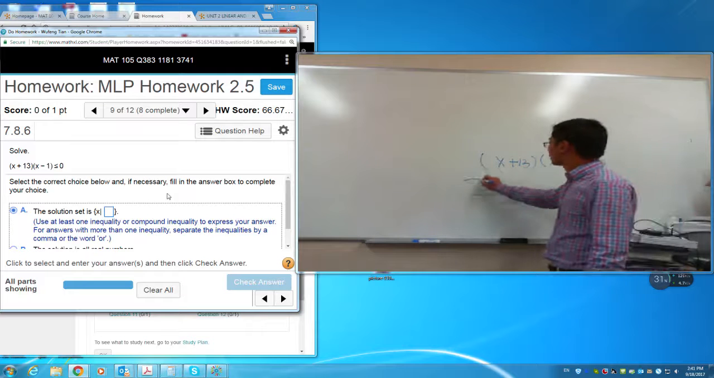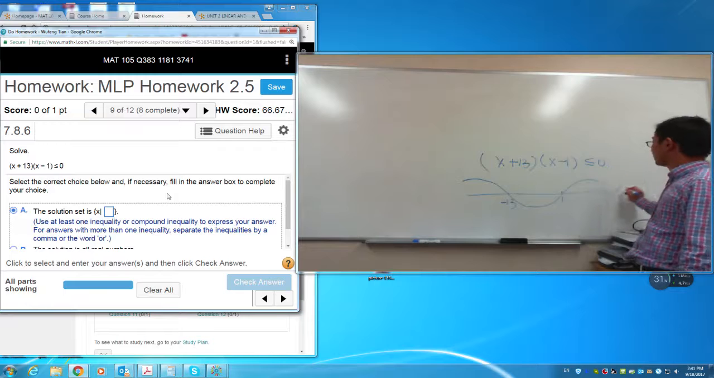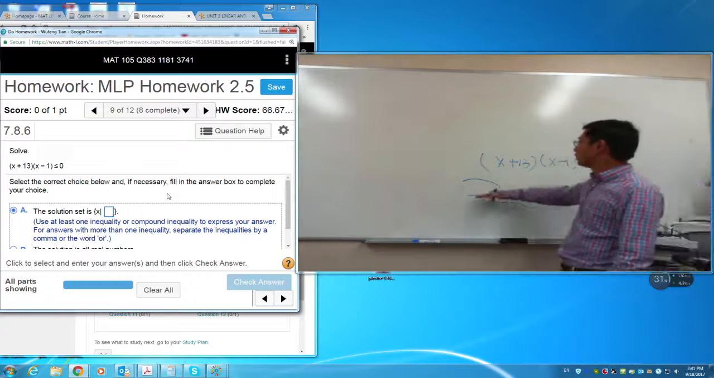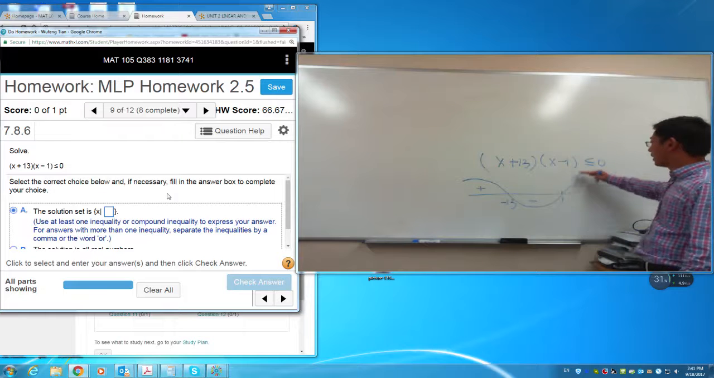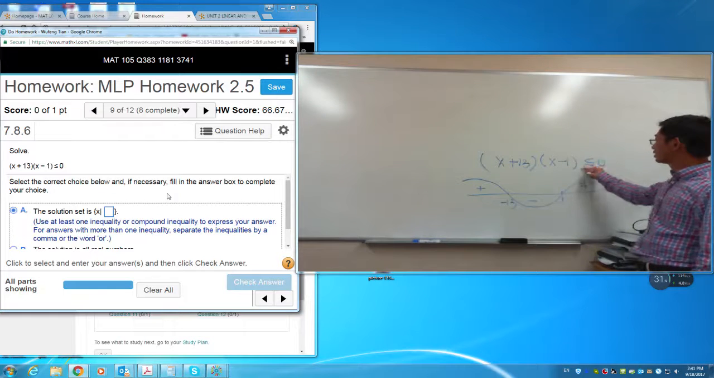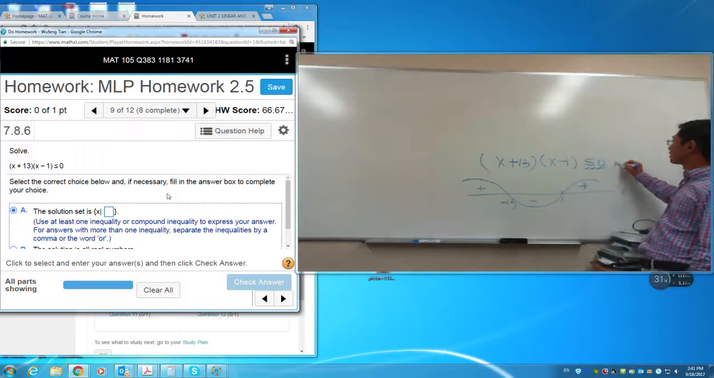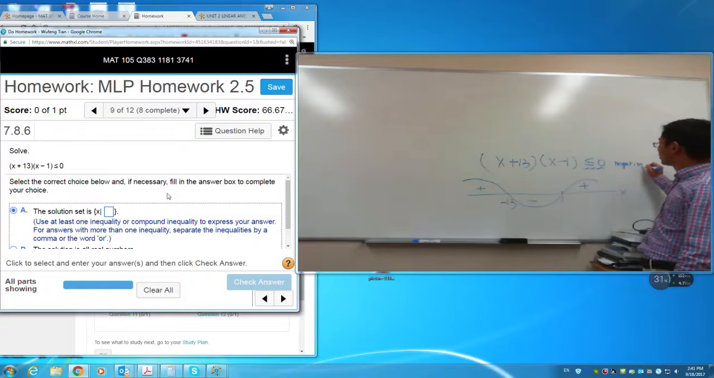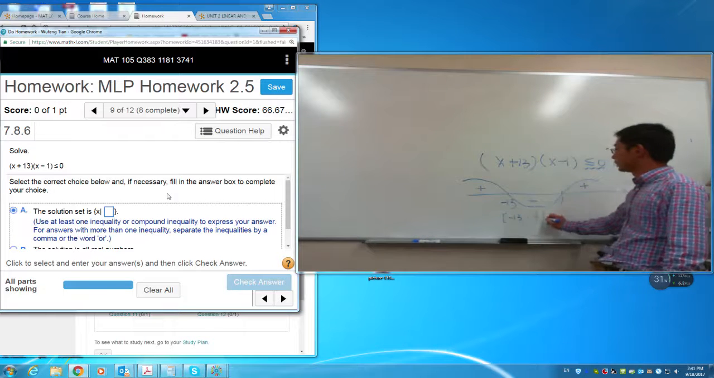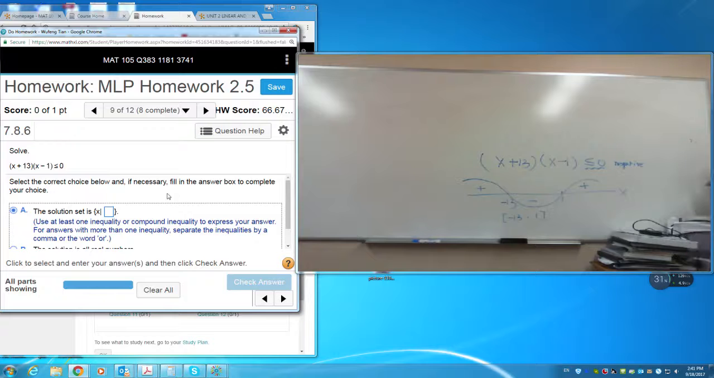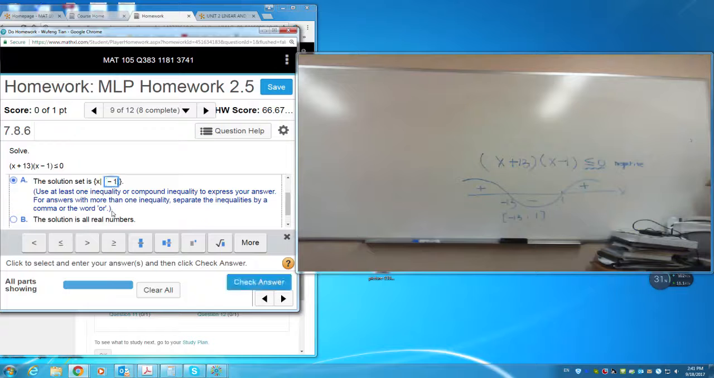Now if you draw a picture, you're going to have something like this. Suppose this is the x-axis. Then above the x-axis is positive number. Below the x-axis is negative number. Above the x-axis is a positive number. So now you ask, this is what? This is negative or 0. So our solution will be in this part. So it will be negative 13 to 1. Okay. So the answer is negative 13 less than or equal to x less than or equal to 1.